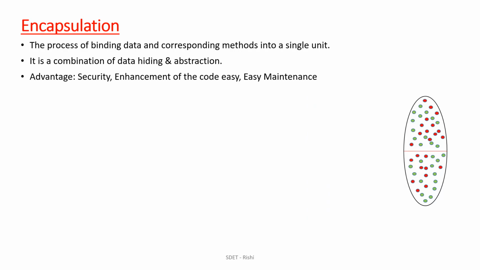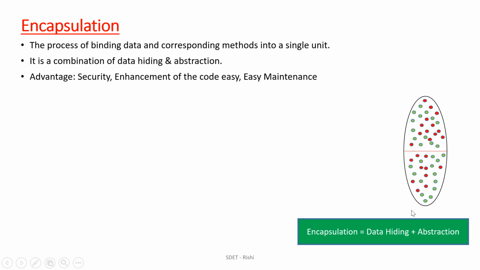Okay, so just assume this is a capsule. Whatever data members are available, whatever variables are available, and its associated methods, we are binding together into a single component. In the single capsule we are binding every data member and its associated methods, and that is nothing but encapsulation. Encapsulation means data hiding plus abstraction, we can say.